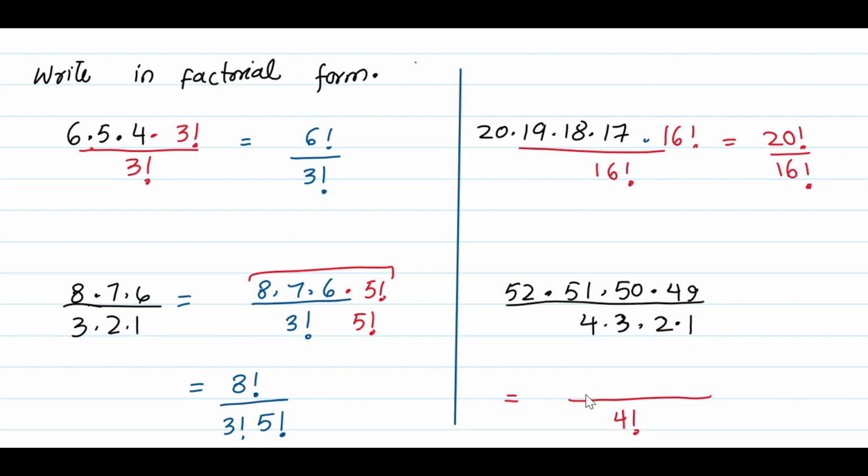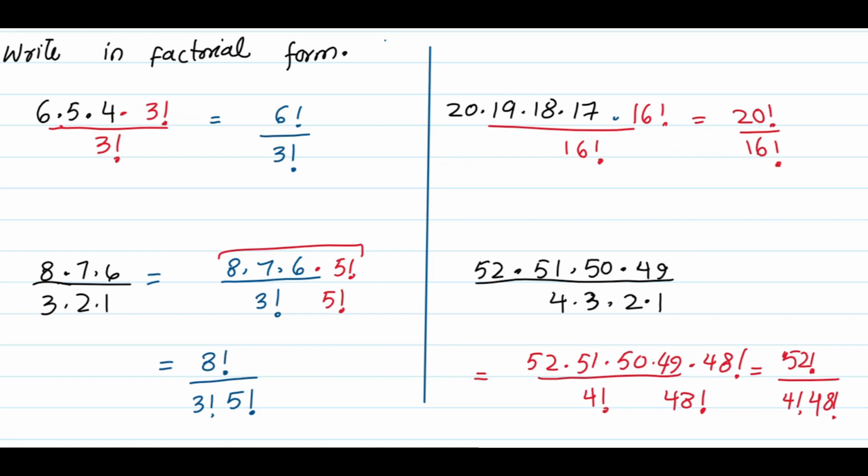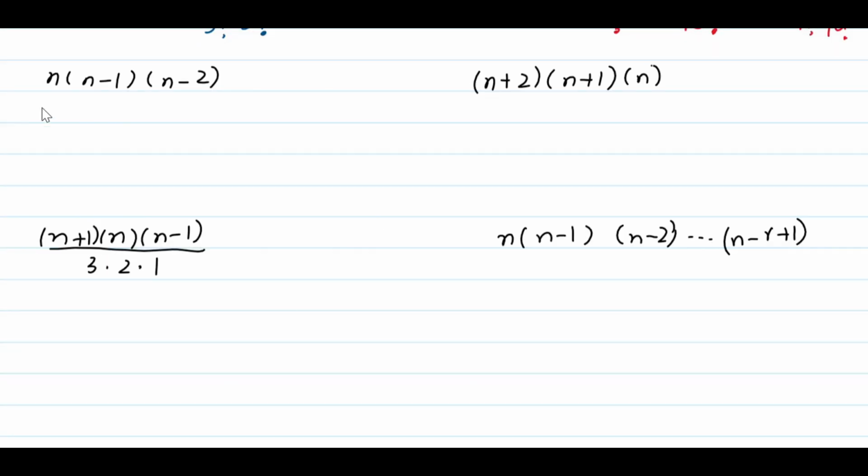But what about the numerator? It ends with 49, so we need to close with 48 factorial. We multiply and divide by 48 factorial. The numerator is complete, starting with 52, so 52 factorial, and the denominator is 4 factorial and 48 factorial. This is the answer.